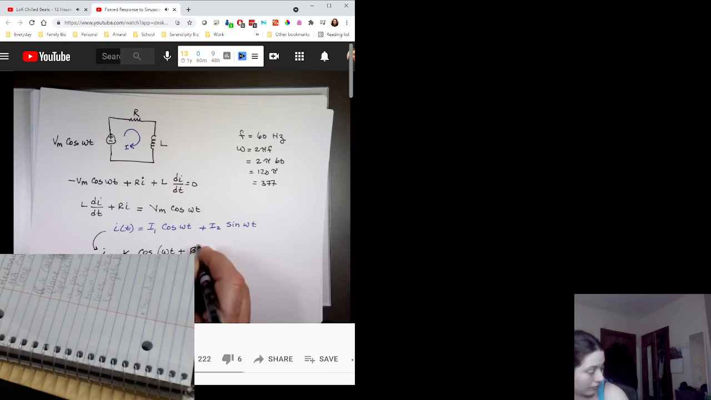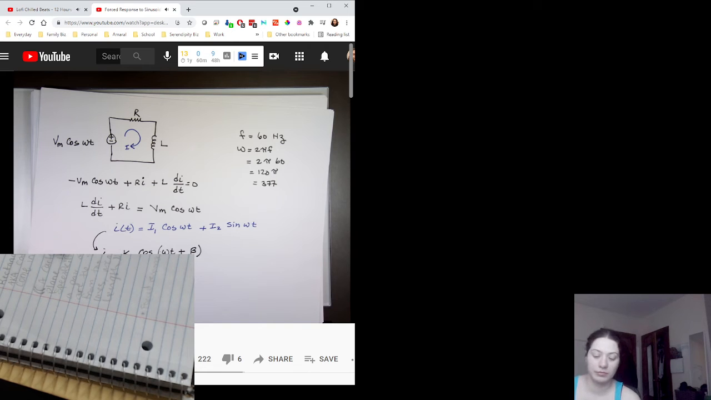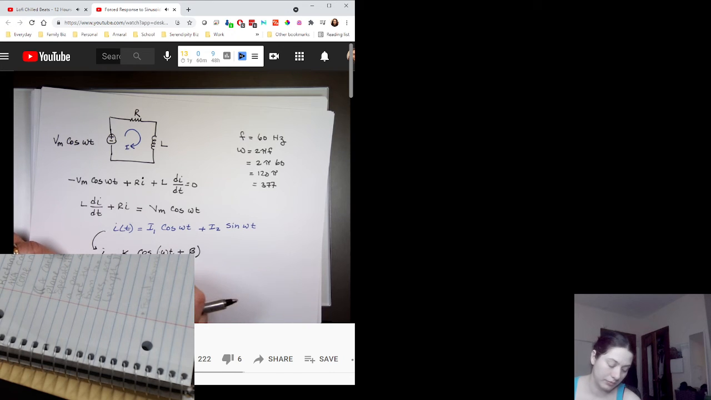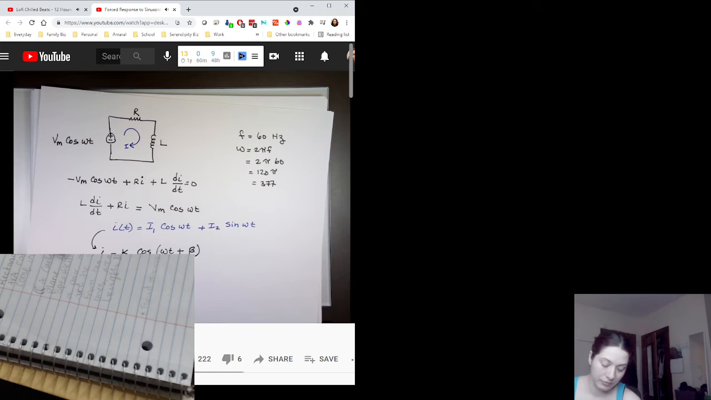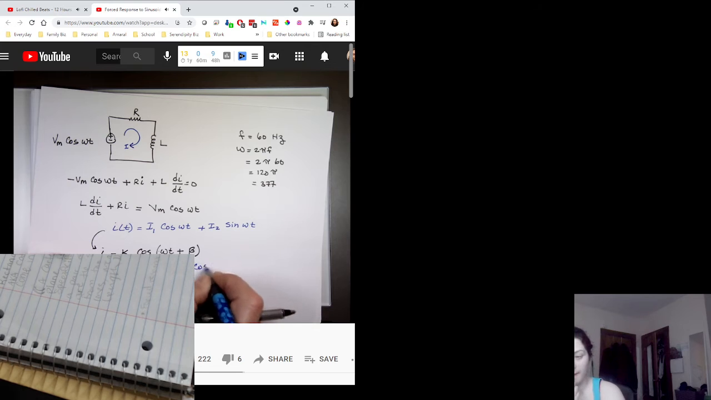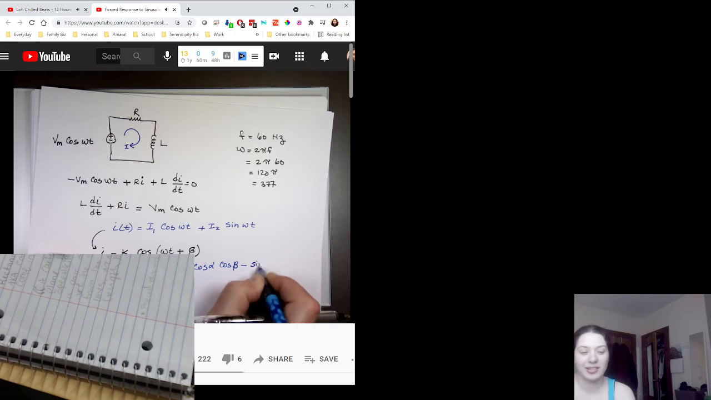Be shifted by some degree, let's call it beta, for example. I erased my trig identity, cosine alpha plus beta. Anyone remember the identity for cosine alpha plus beta? I think it's cosine minus sine. I'll find it. It's cosine alpha cosine beta minus sine alpha sine beta.